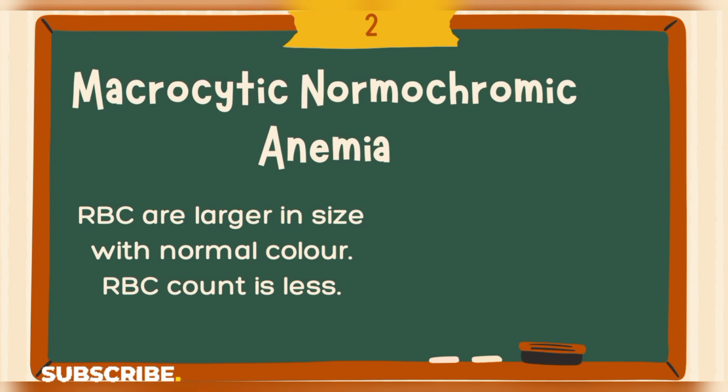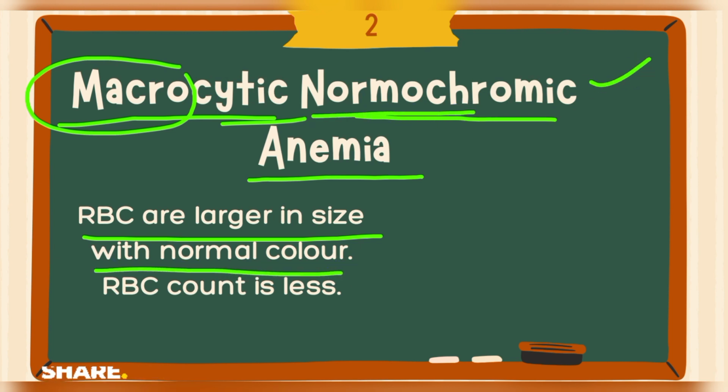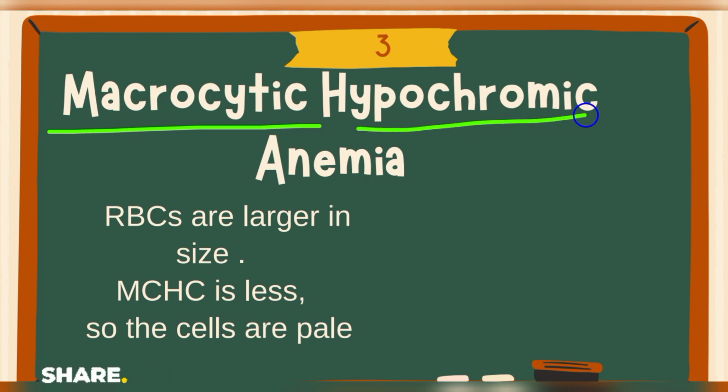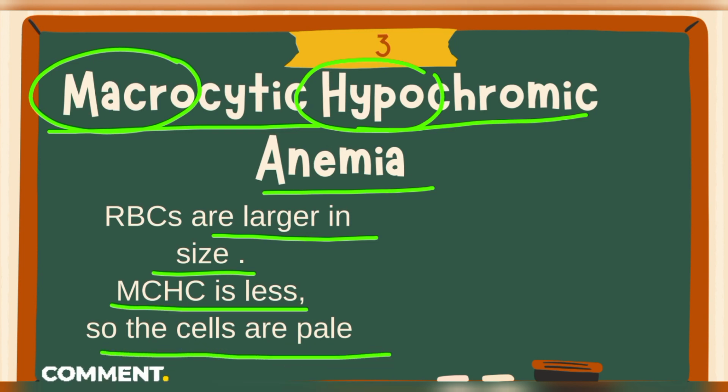So next is the macrocytic normochromic anemia. Macro means large, cytic is size, so RBCs are large in size. Normochromic, that means with normal color, but the size of the RBC is large and RBC count is less. Macrocytic hypochromic anemia. Macrocytic, that is the RBCs are larger in size. Hypochromic means the color of RBC is less, so the cells of RBCs are pale in color.